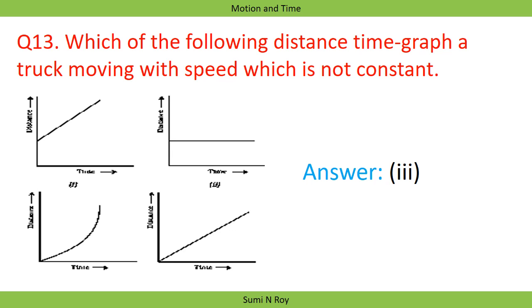But in figure number 3 the graph is a curved line, and we know that the distance time graph for non-uniform motion, meaning the distance time graph for an object whose speed is not constant, is a curved line. So here our correct answer will be option 3, that is the curved line one.